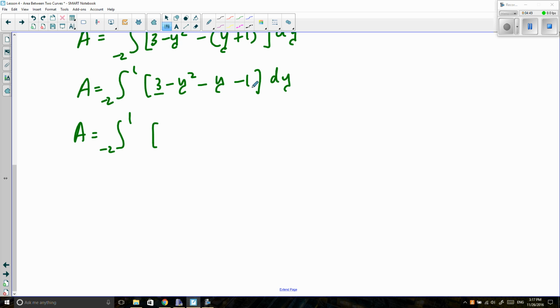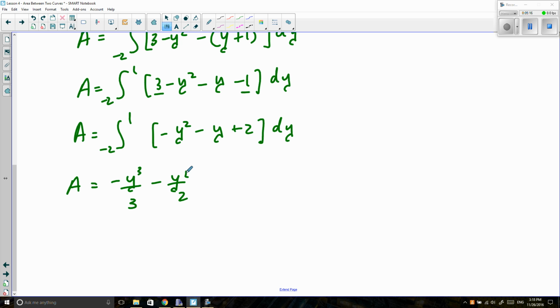So A is equal to the integral from negative 2 to 1. My like terms, the only ones I have here is 3 minus 1, so if I rewrite it in order here, I get negative y squared minus y, and then 3 minus 1 will give you positive 2. Okay, so we're integrating once again with respect to y. So I think we're ready to integrate now and find this area. So we have negative y to the power of 3 over 3, then minus y squared divided by 2, and then plus 2y, and then we're going from negative 2 to 1.